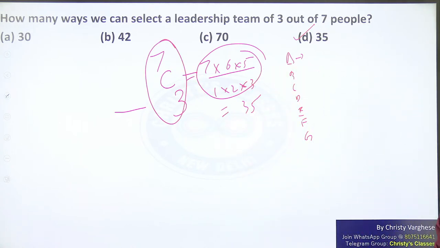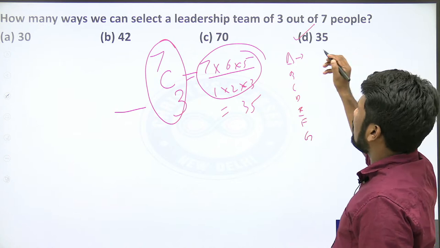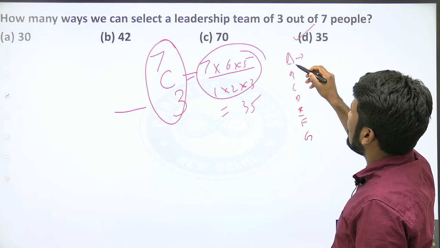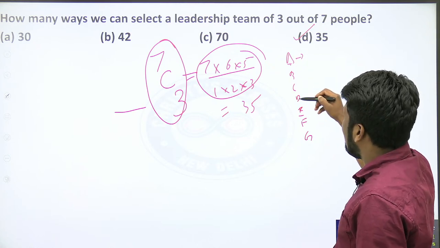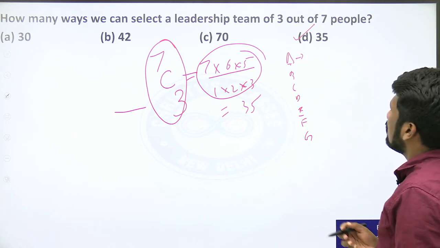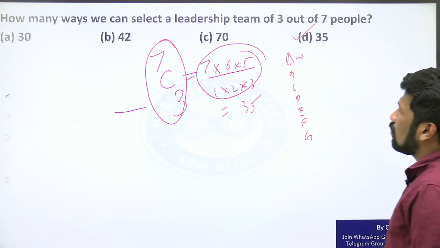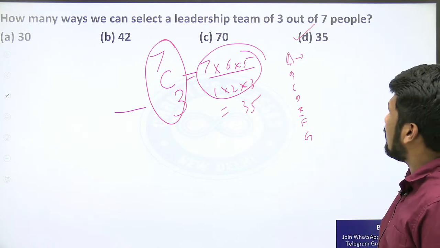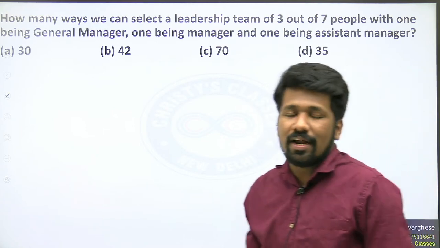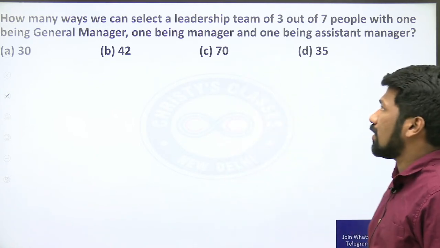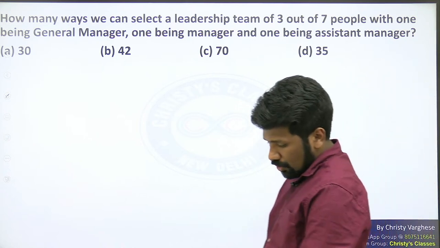Let us understand it logically. With A, how many teams can you form? With A, you can say A, B, C, A, C, D, A, D, E, A, F, G. Actually, the listing out part will be difficult. I'll do one thing. Try the next question and then I will come back to this. There you will understand the difference. All of you try this.